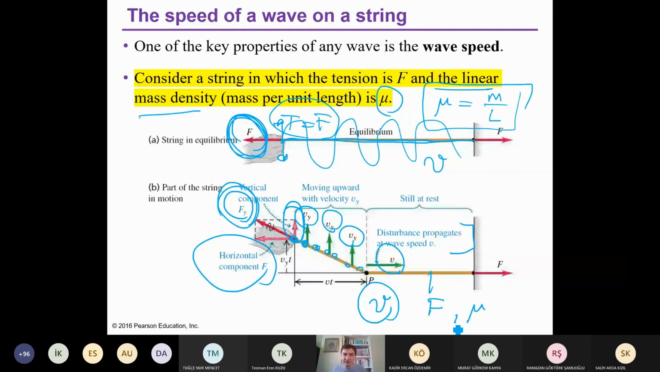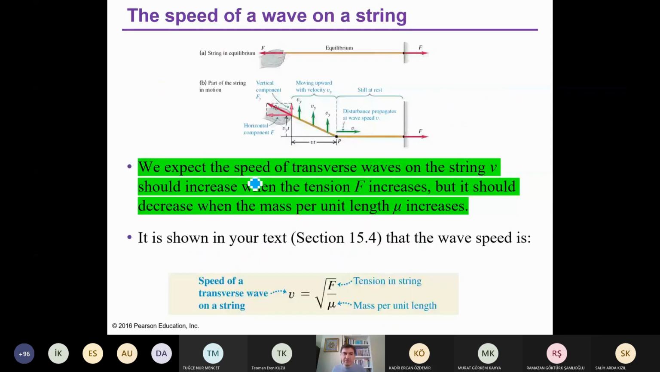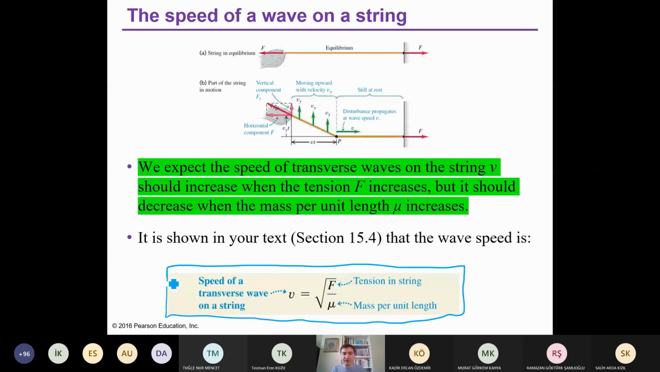You can write this speed of a transverse wave on a string with this expression: v equals square root of F over mu. I will not go into detail. There are two methods to get this conclusion, okay? In section 15.4, it is done. So by using two methods, you can calculate this speed of transverse wave on a string. I will not go into detail. So what is this F? Tension in the string. Don't confuse with this component, vertical component. I'm talking about horizontal component. I'm talking about the tension in the string, okay?